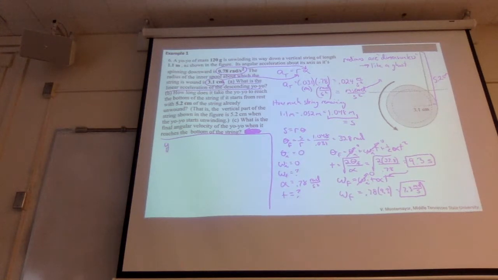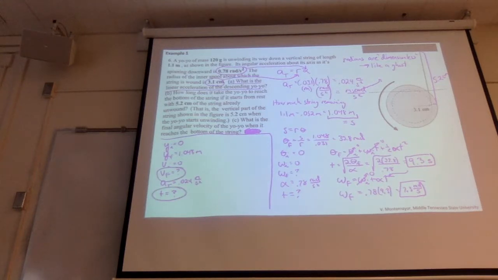We could say that it starts at 0 and ends up 1.048 meters later. That's how far down it has to travel. The initial velocity is 0, and the final velocity we don't know. The tangential acceleration is something we found way back in part A. That was 0.024. It's not falling very fast, nowhere close to free fall. 0.024 is a whole lot less than 9.8, right? So it's just moving down sluggishly, eventually getting to the bottom. And time, we don't know.